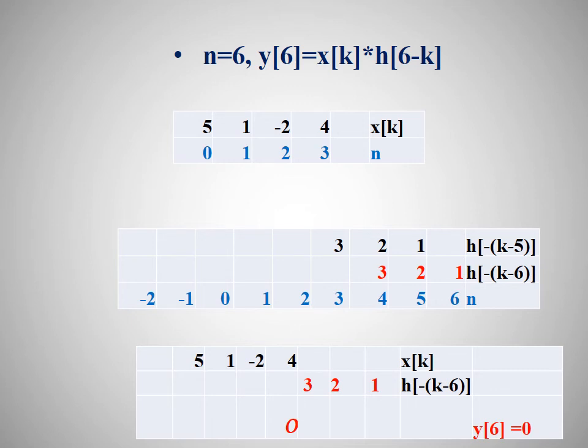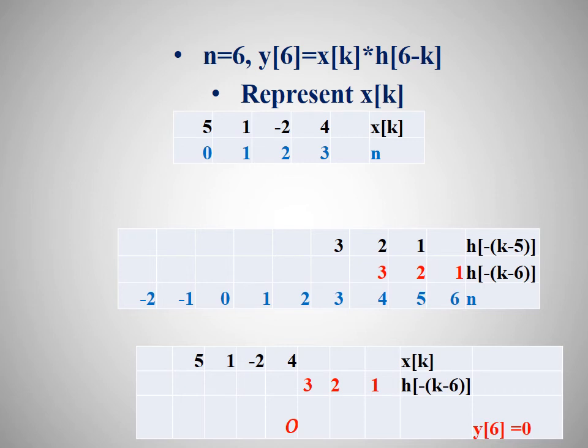Let us go on to our next case, which is going to be at n equal to 6. Since we are going in a sequence, let us also proceed in a sequence. Since we have finished up to n equal to 5, let us move on to n equal to 6. So, for n equal to 6, y of 6 will be the sum of x of k into h of 6 minus k.